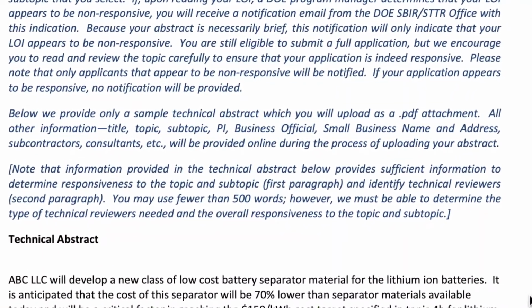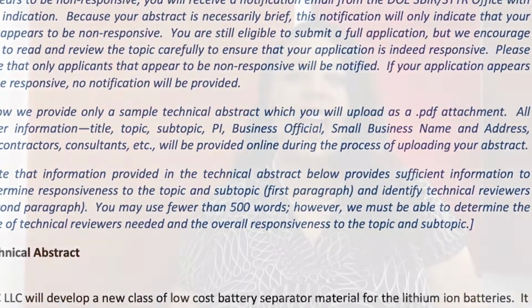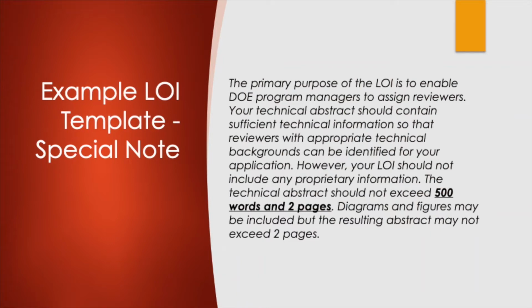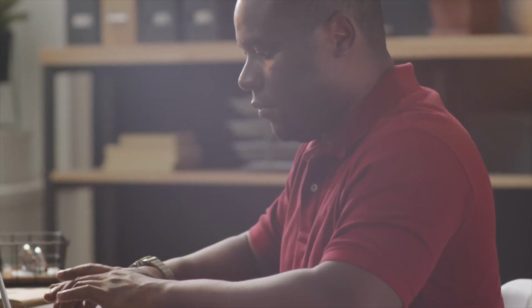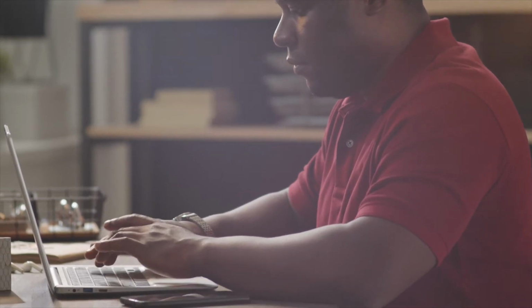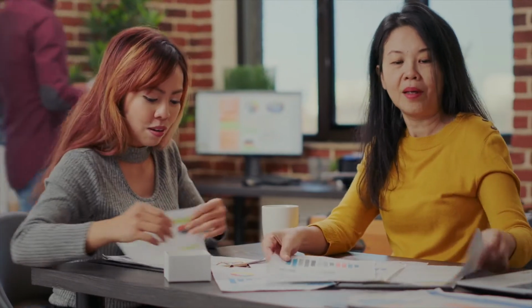Please keep in mind that this is just an example of a template. This is not a tried and true method. No one can guarantee funding with the Department of Energy or any federal agency. But the primary purpose of the letter of intent is to enable the Department of Energy's program managers to assign reviewers.